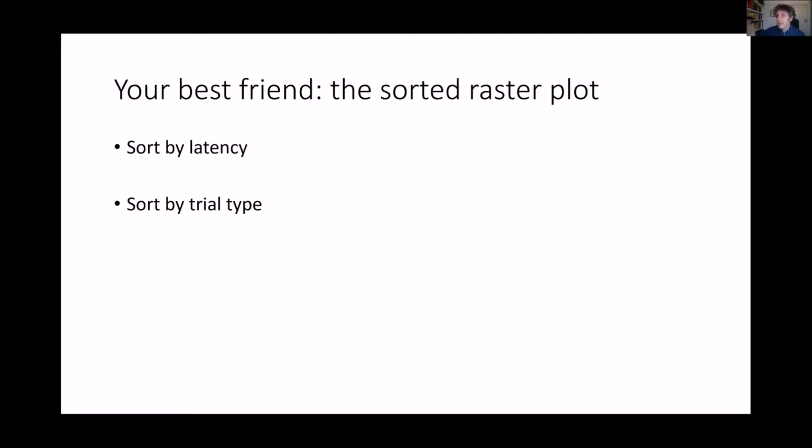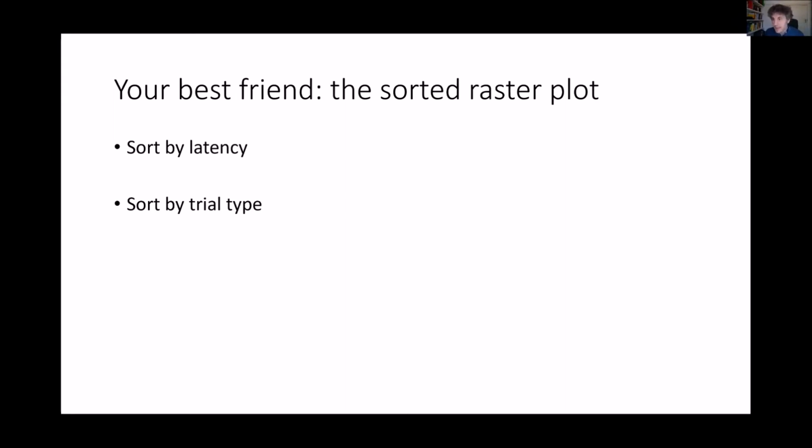But first, the exploratory analysis you'll do to visualize the data is still the most important, and your best friend is the sorted raster plot. There are various ways you can sort your raster plots. You can sort them in the order the trials were recorded. That's sometimes a valuable thing to do. But it's a lot of fun when you sort them by latency, by trial type, by firing rate. The vertical ordering of your trials in your raster can give you a huge amount of information.